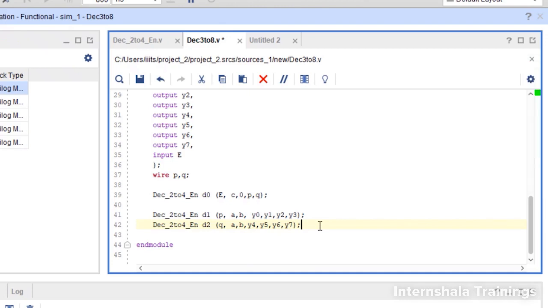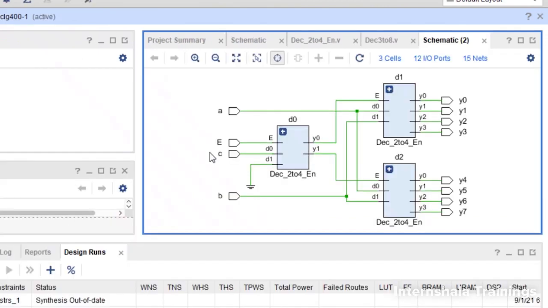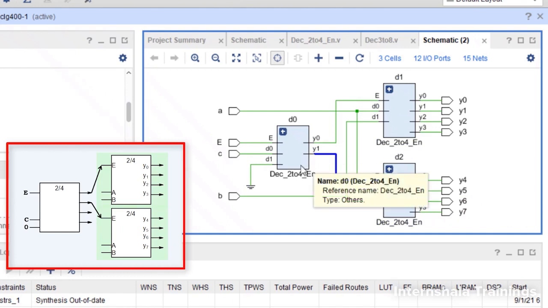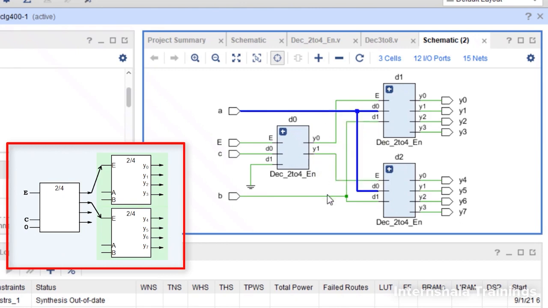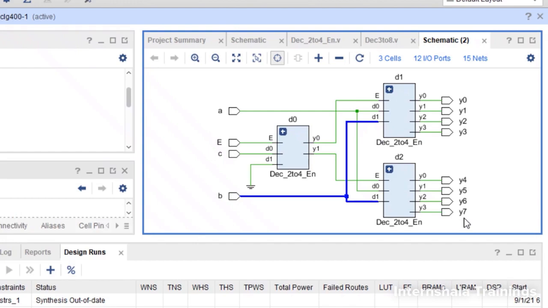Now we are going to check the schematic. In the schematic we can clearly see enable is connected to the enable of the first decoder, and C and 0 are the lines here. For this decoder the enable signal is coming from Y0 and for this one the enable is coming from Y1. There is no connection for Y2 and Y3 and they are going to Z, high impedance. A and B are the inputs for both of them, and Y0 to Y3 and Y4 to Y7 are the outputs that we have.